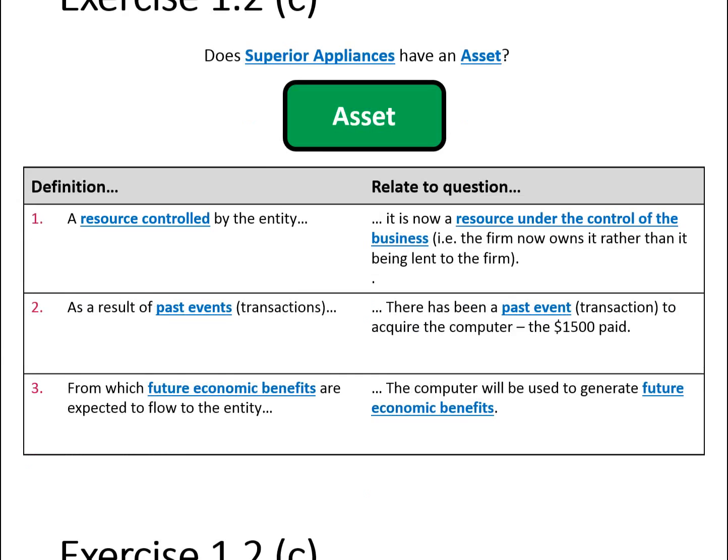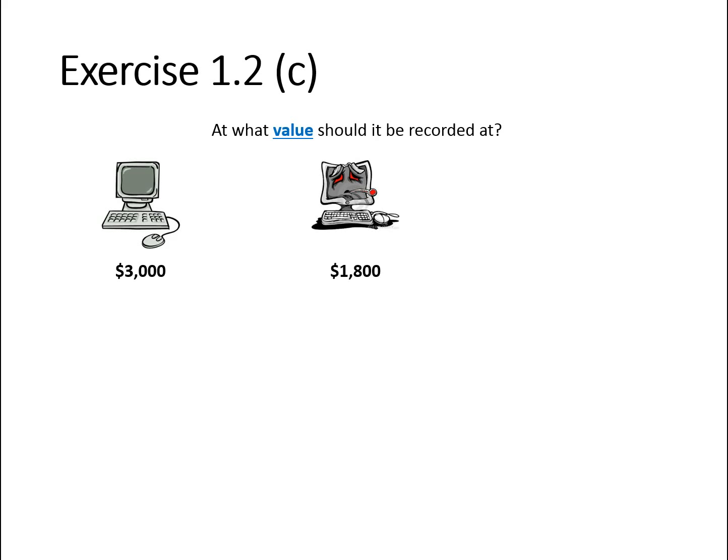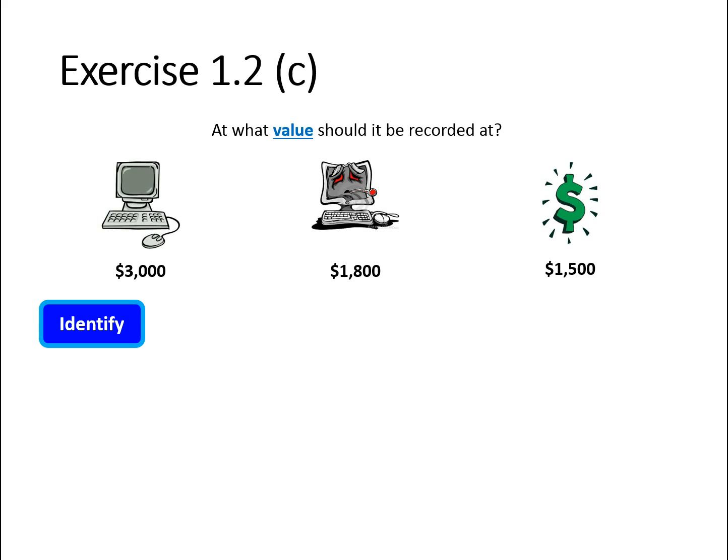The second part of the question was, okay, if we have an asset, what value should it be recorded at? So we've got the $3,000 that the sister bought 2 years ago. We've got the $1,800 that she valued it at and gave it to us. And then we've got the $1,500 that we paid her. So it depends which theory you want to use to answer this question. I'm going to use historical cost.